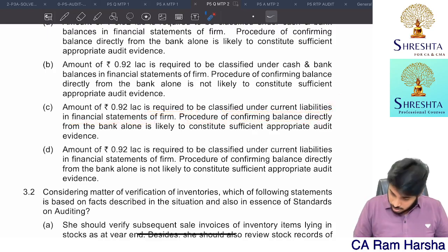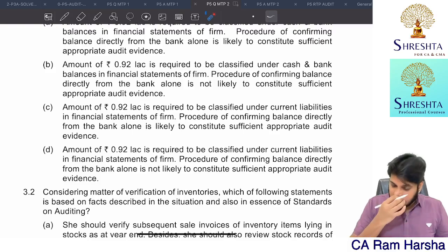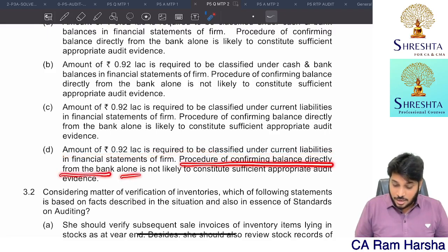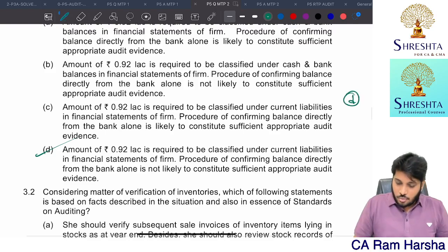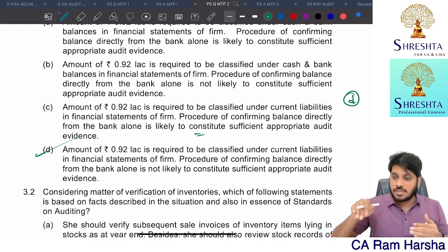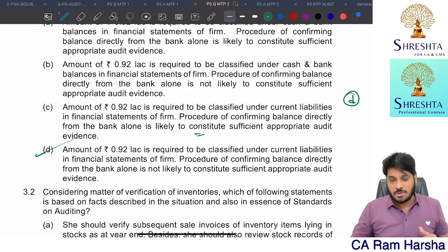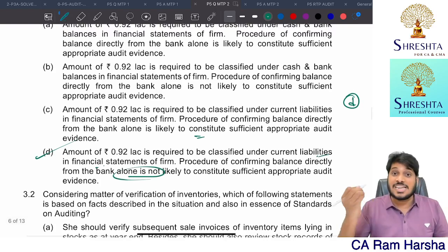Procedure for confirming balance directly from the bank alone is likely to constitute sufficient evidence, that is also wrong. Only evidence from bank is not enough. 0.92 is required to be classified as current liability. Procedure of confirming balance directly from the bank alone is not likely to constitute sufficient evidence. It alone is not sufficient. So D. Only confirmation from bank alone is not sufficient. You need to confirm bank balance. You should also see whether BRS and all, also you should see for confirming bank balance. So this alone is not sufficient, and of course it's a liability. So the option is D.